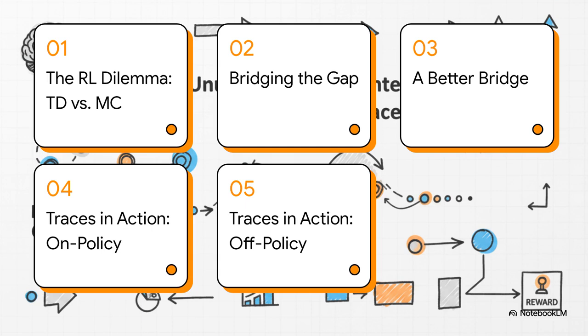Okay, so here's the game plan. First, we'll lay out this core dilemma between TD and Monte Carlo. Then, we'll look at a simple way to bridge that gap, and then an even better way using something called eligibility traces. And finally, we'll see how these traces work in the wild for both on-policy and off-policy learning.